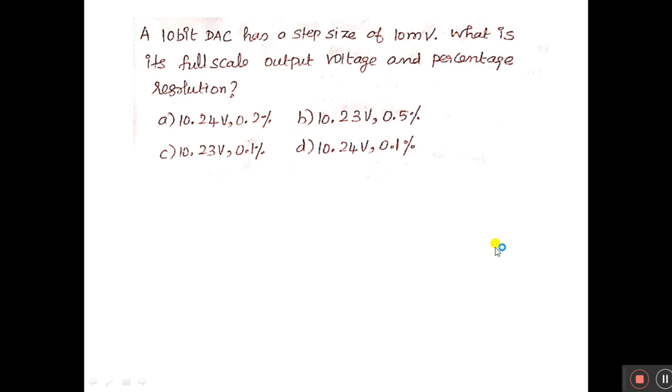The next question: a 10-bit digital to analog converter has a step size of 10 millivolt. What is its full scale output voltage and percentage resolution? Option A 10.24 volt, 0.2 percent. Option B 10.23 volt, 0.5 percent. Option C 10.23 volt, 0.1 percent. Option D 10.24 volt, 0.1 percent.